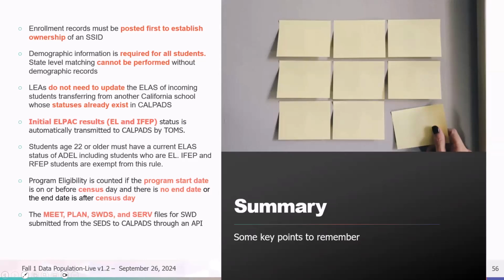Enrollment records, that's your SENR records, must be posted first in the record submission order in order to gain ownership of an SSID. You are not able to submit any of the other records in the student profile without first submitting the enrollment record, or the SENR record.